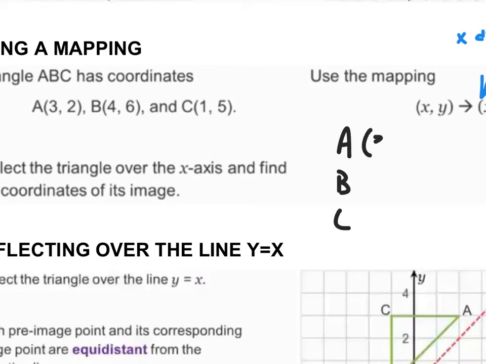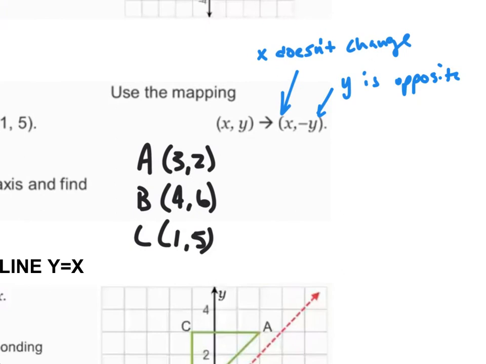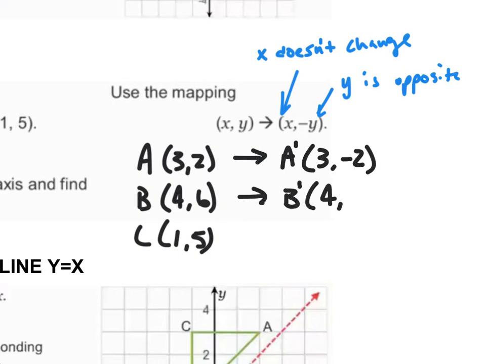And point A is the point 3, 2, B is 4, 6, and C is 1, 5. So if I'm trying to use my mapping here, remember, x doesn't change and y is opposite. So to find the coordinates of my image, A prime is simply just going to be 3, negative 2. B prime is going to be 4, negative 6. C is going to be the point C prime, which is 1, negative 5.